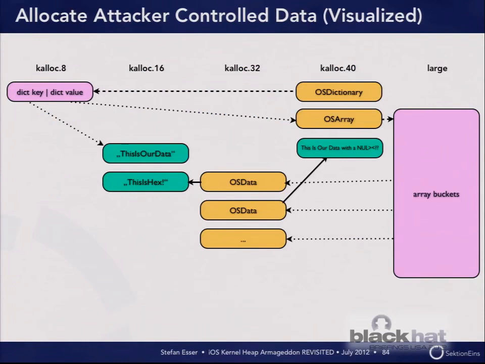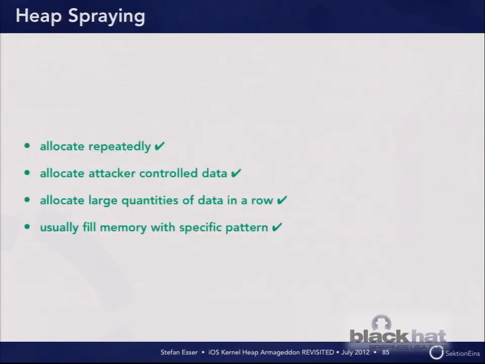Okay, and this allocation looks like this. Again, you have the dictionary, which points to the buckets, and the buckets contain the key and the array. And the array in this case contains OSData objects, and they point to arbitrary memory blobs. So this basically means all four things that we need for a heap spray are easily possible with a plist. You just have to make a long plist and put in the data you want to spray the heap with.